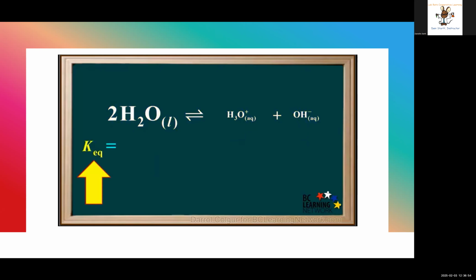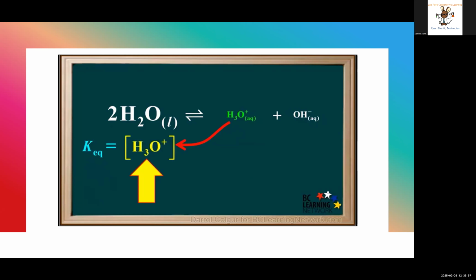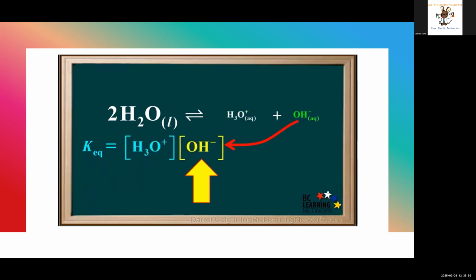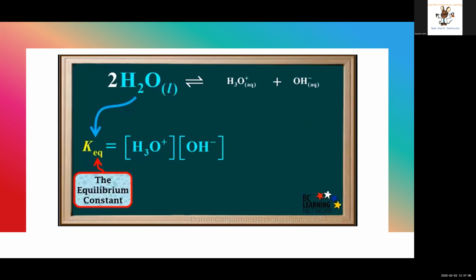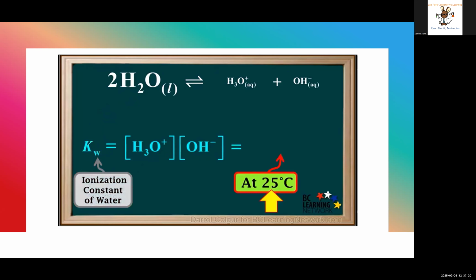The KC expression for this reaction is equal to the concentration of hydronium times the concentration of hydroxide. Because the water is a liquid, it is not included in the KC expression. Because this equilibrium constant is specifically concerned with water, we change the symbol from KC to KW. KW is called the ionization constant of water. The value for KW is temperature dependent. At 25 degrees, the value is 1 times 10 to the negative 14th.